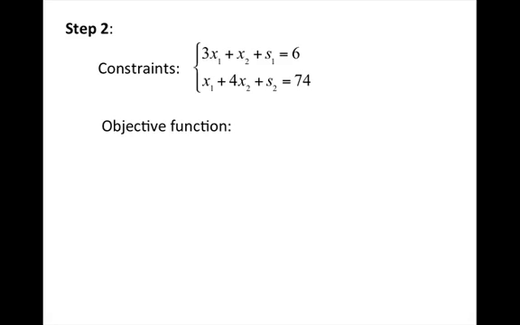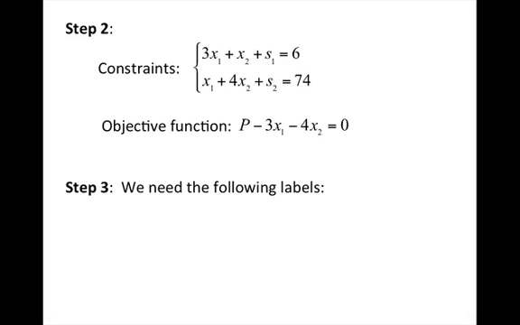And then take your objective function and we're going to move the x terms over to the side with the p. When I do that, they change signs. So I have p minus 3x sub 1 minus 4x sub 2, and that now equals 0. So step 3, we need the following labels. Our table is always going to begin with the basic variable. And then we have a p. And then we have 2 x's, x sub 1, x sub 2. And then we have 2 s's, the 2 slack variables, s sub 1 and s sub 2. And then we're always going to end with RHS for our right-hand side.